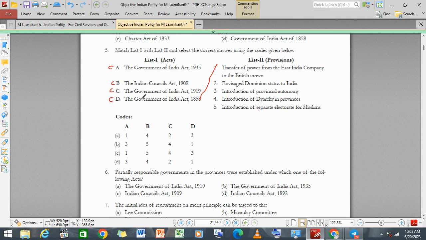Now, again, the envisioned dominion status of India. Dominion status came in 1935. Simply, right? It is the best of my presumptions. Let's move forward. Third one is introduction of provincial autonomy. Provincial autonomy came, and the introduction of diarchy in province. So diarchy came, I believe, five.